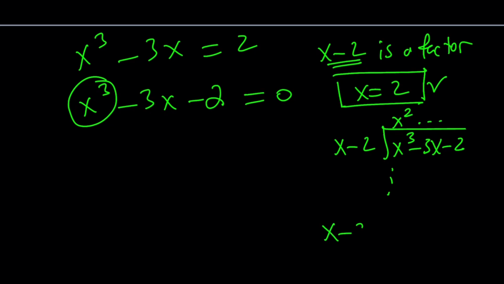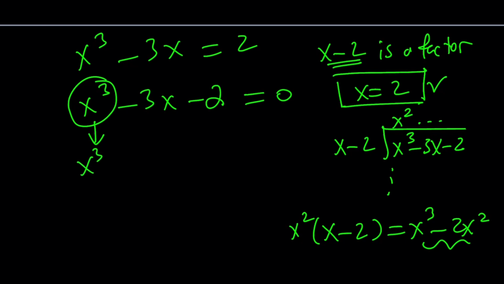If x minus 2 is a factor, I can multiply it by x squared. That's going to give me x cubed minus 2x squared. So now x minus 2 is going to be a factor of this. Make sense? Okay, good. So that's what we're going to do. From x cubed, we're going to subtract 2x squared. So remember this: reduce the degree and subtract 2 times the previous power. Make sense? Sort of. Okay.